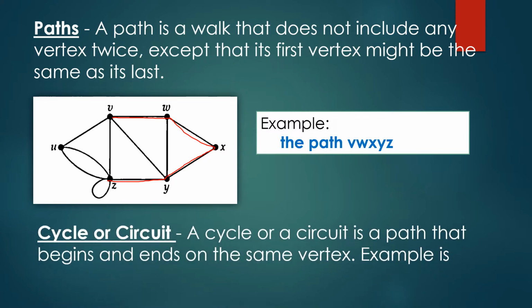in the cycle, since it is a path that begins and ends on the same vertex, we can use one of the vertices in the path more than once. For example, we have v, w, x, y, z, v. So we go back to the starting vertex. We started at v and we ended at v.